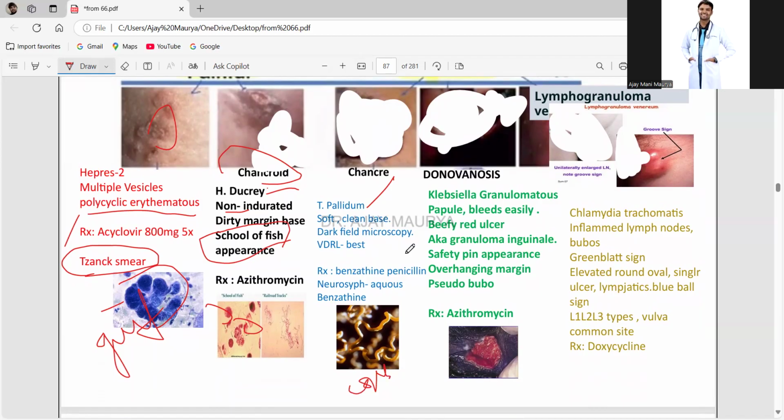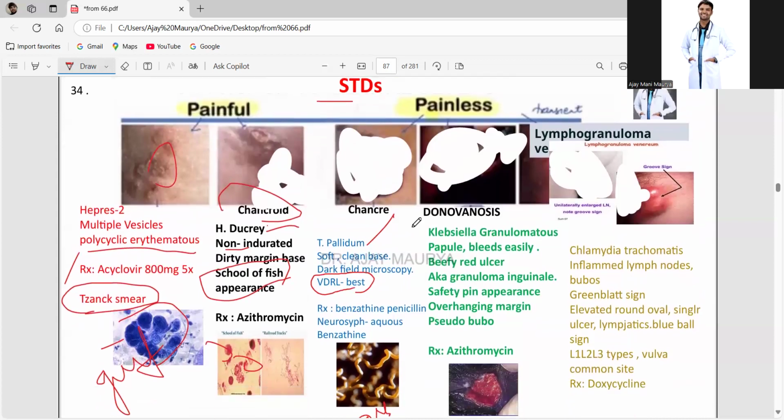Also, guys, if they ask which is the best test, the VDRL is the best one. Treatment is with benzathine penicillin. See here, syphilis, painless, penicillin. PPPPP.